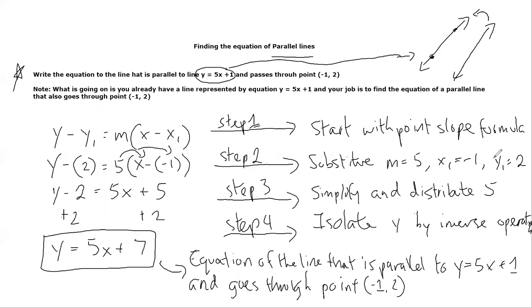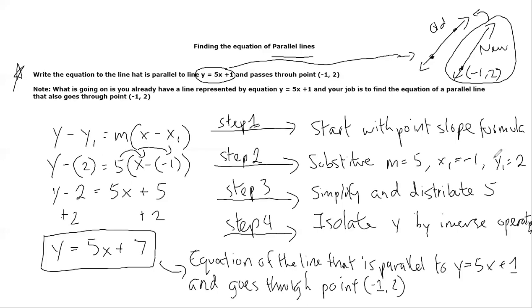And we want it to pass specifically through point -1, 2. We want -1 and 2 to be a point on this new line, right? This is the new line. And this is the old one. This is your original. We want to know what is the equation that represents this new line, okay? That's what I wrote here. Note, what's going on is you already have a line represented by that equation. Your job is to find an equation that is a parallel line that also goes through -1, 2.